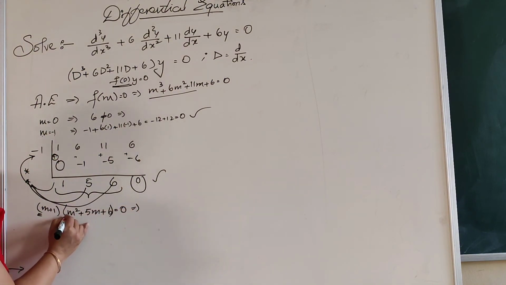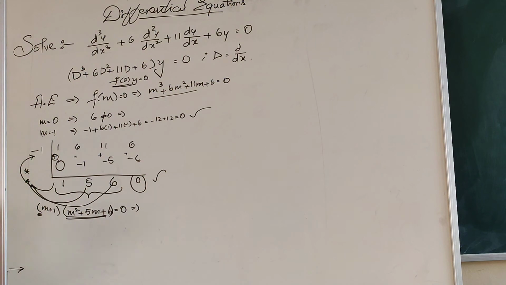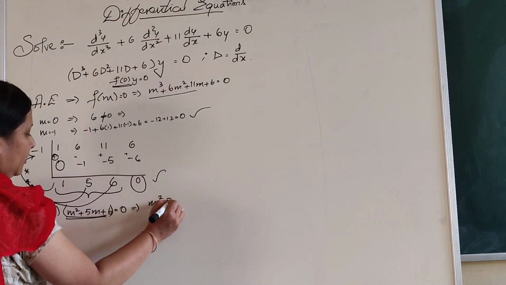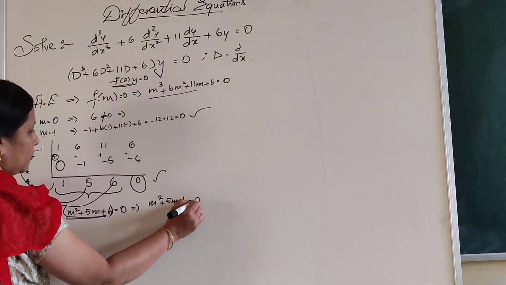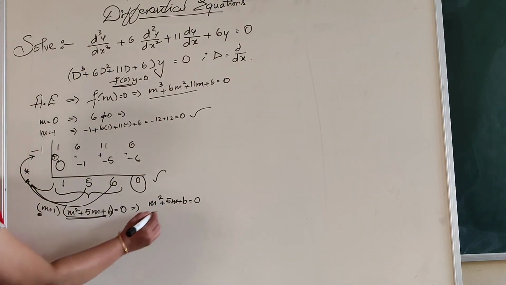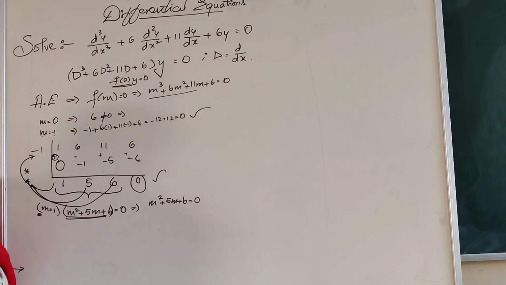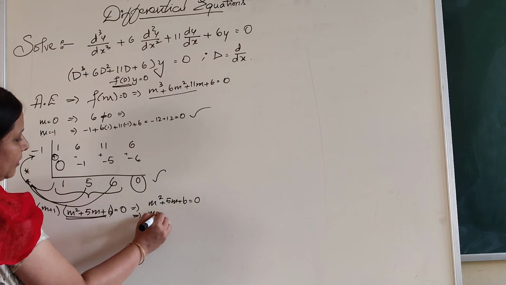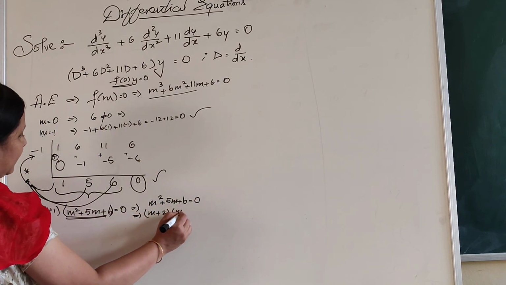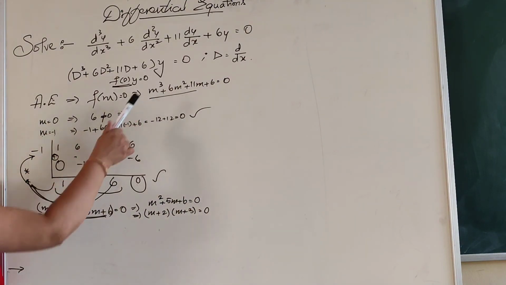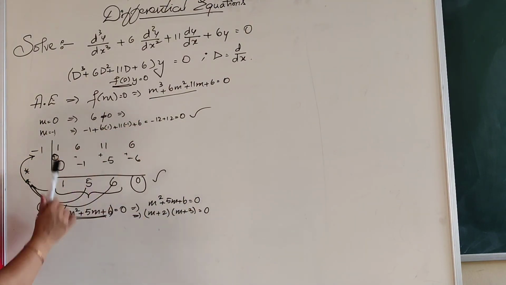Now let us consider only the quadratic form and apply splitting the middle term to find the two more factors. So considering the quadratic form, m square plus 5m plus 6 is equal to 0. Apply the splitting the middle term. So 6, 2 3s is 6. So 2 and 3 will add up to give you 5. So the factors are m plus 2 and m plus 3 equal to 0. So hence this equation gives us 1, 2 and 3 factors.